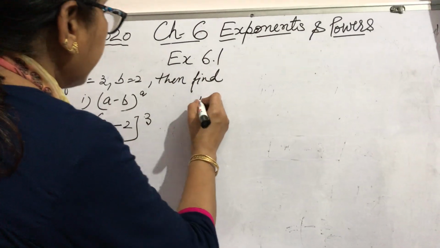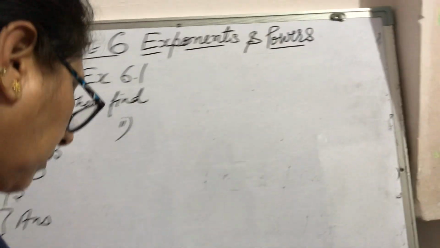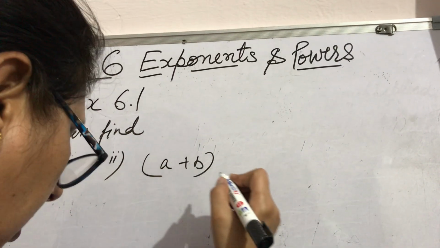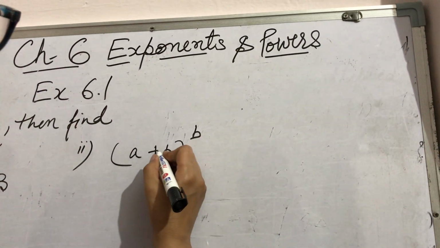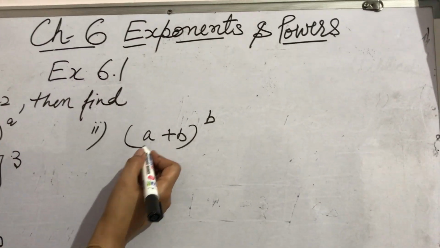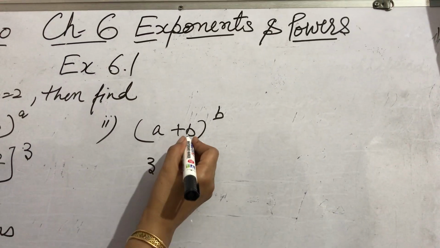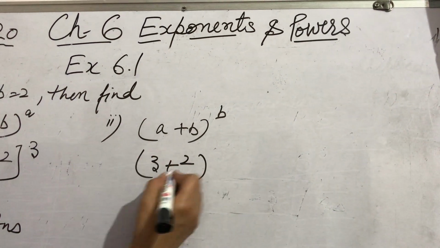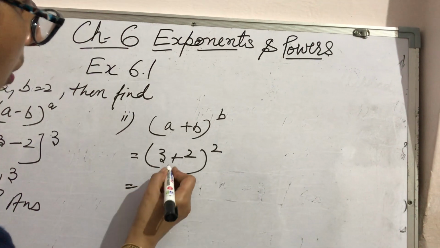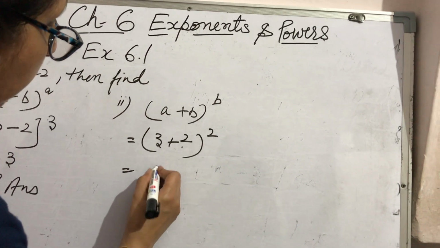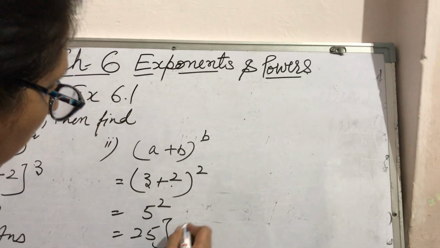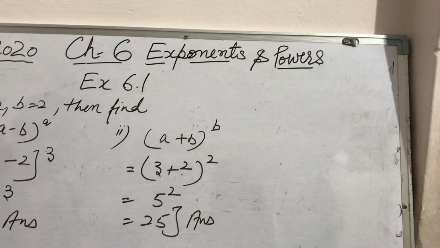Then second part of the same question. (a + b)^b. Again replace the values of a and b. Instead of a, we will use 3, b is 2, and the power also b is 2. Now 3 plus 2 is 5. 5 raised to power 2. Then the answer will be 5 fives are 25. Now the next two parts you can do.